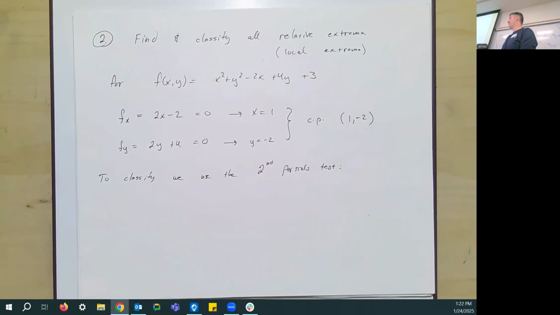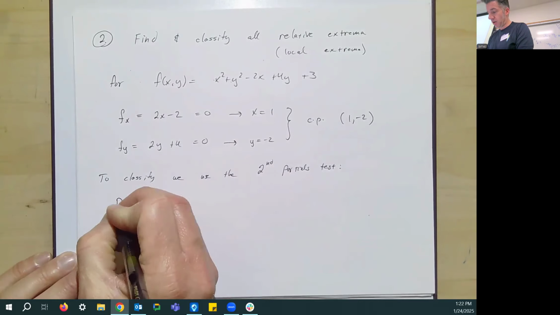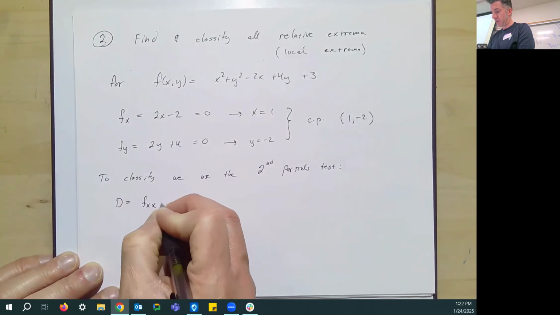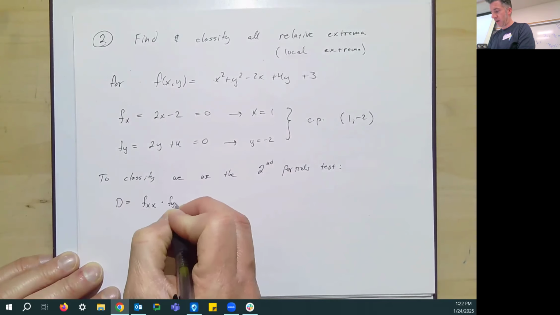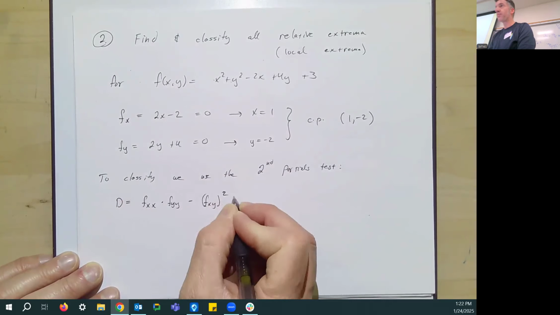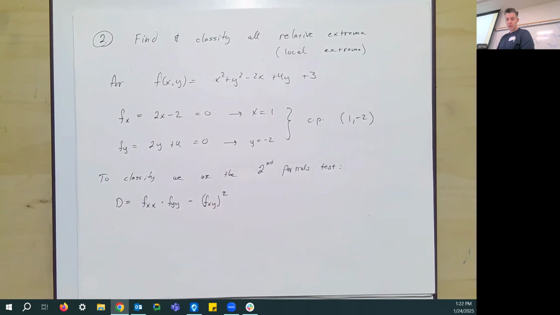So we're going to find this thing, which is typically labeled as capital D. So capital D, here's what it's equal to. It's the second partial with respect to x multiplied by the second partial with respect to y minus the mixed partial squared. So kind of like back in 17a, it really is like the second derivative test.